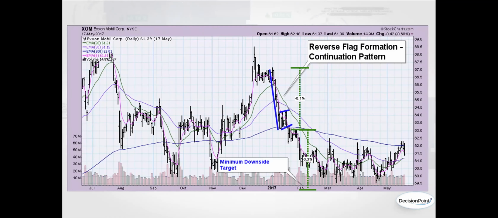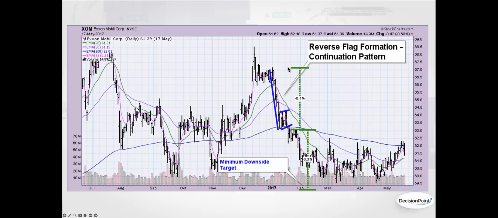The reverse flag formation is a continuation pattern. It's just like the bull flag, only it's upside down. You have the flagpole, and then you have a rising trend here. So I like the flag rising on a bear flag. That's usually going to tell you that it's going to execute. You have that big decline. You have this period of consolidation. Bulls are trying to get back in here, but they fail, and the bears ultimately win, and you're going to see a move further down.